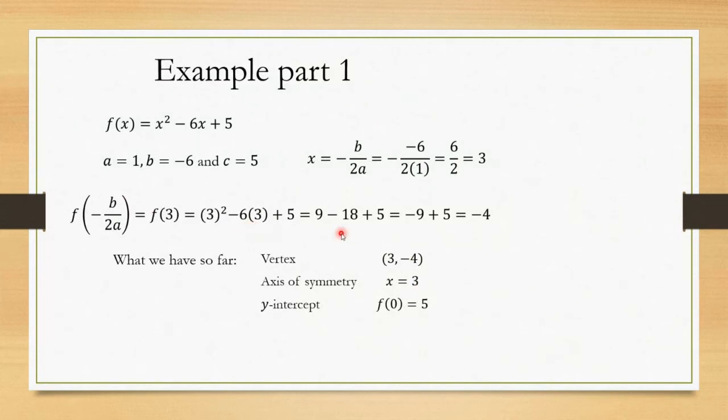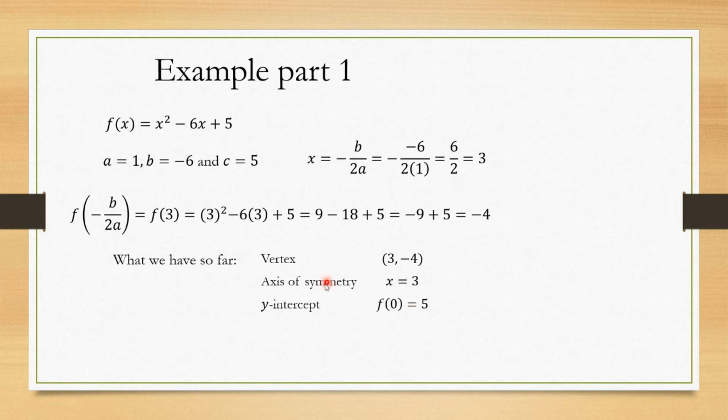We get 3 squared, which is 9, minus 6 times 3, which is 18, plus 5. And of course, you're going to get -4. So the vertex is this point, as we can see. The axis of symmetry is this. And the y-intercept, remember, you could do f of 0. I didn't write the calculation, but I really hope you can see it. It's just the constant term c, which is the same as f of 0.